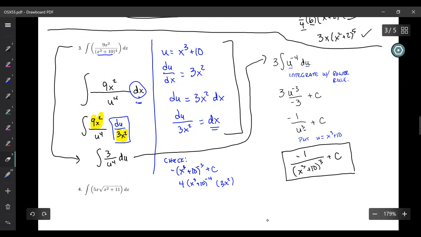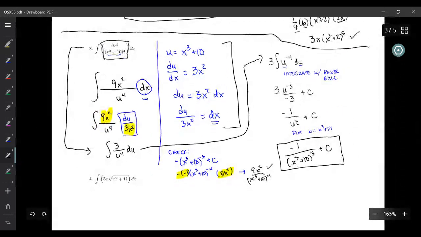Nope, let's backtrack here. Bring the negative 3 down. Decrease the power by 1. So you get negative 3 times 3, which is positive 9x squared in the numerator, and then x cubed plus 10 to the 4th in the denominator, which matches your answer. All right, so sometimes checking your work is a little complicated, but you do end up with your answer here.